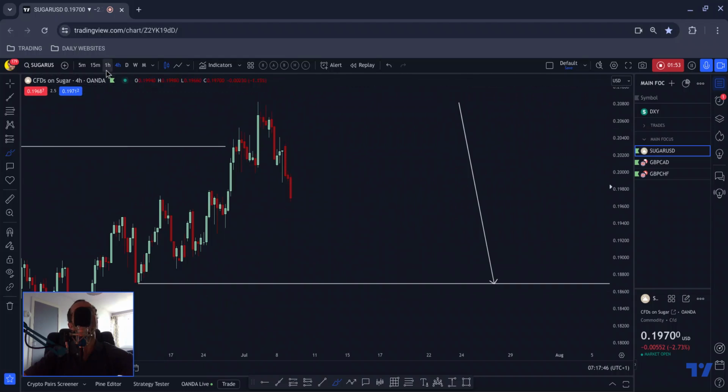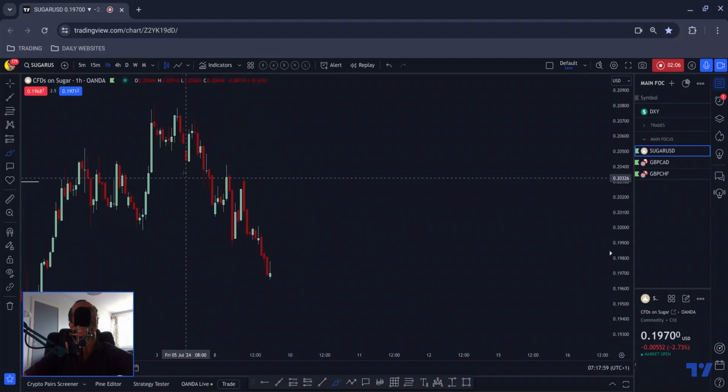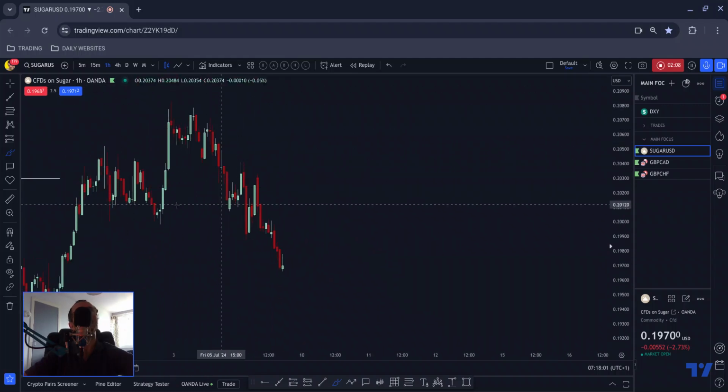Okay, you can see that we've had momentum on the 4 hour. We've broken below all of these wicks now. We're trading back below all these highs at this moment in time. Okay, you can see if we just zoom down, we're trading below all of this now.